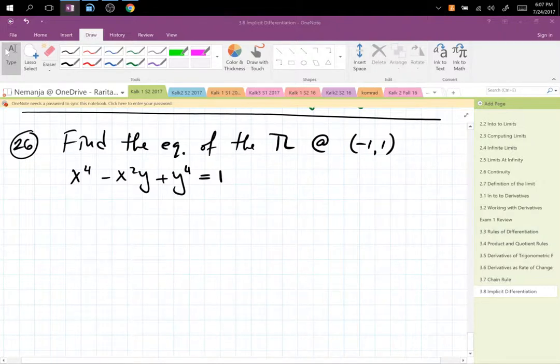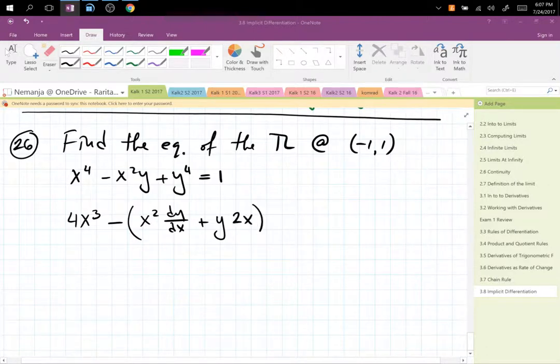Awesome stuff here, we take the derivative, we get 4x cubed minus the product rule, right? Copy the first, derivative of the second, plus copy the second times derivative of the first, plus 4y cubed dy dx equals 0.